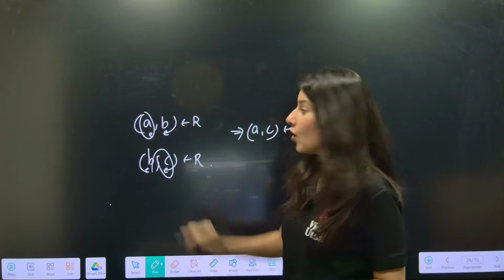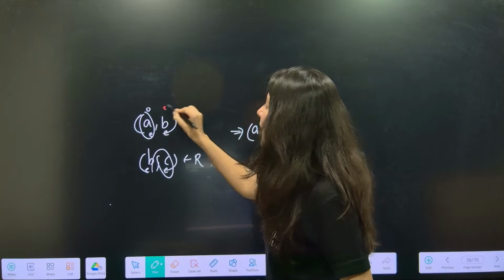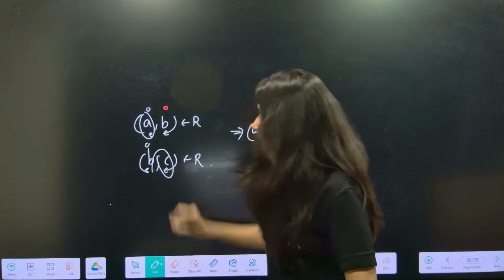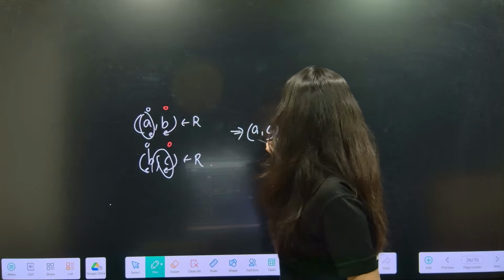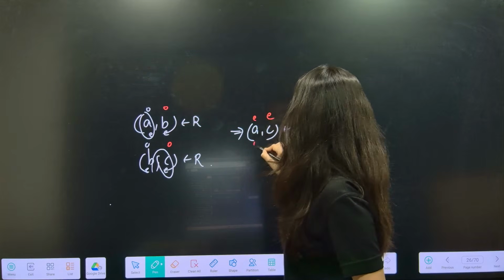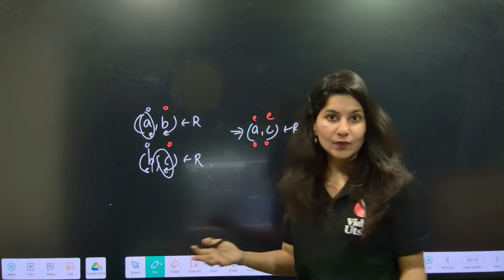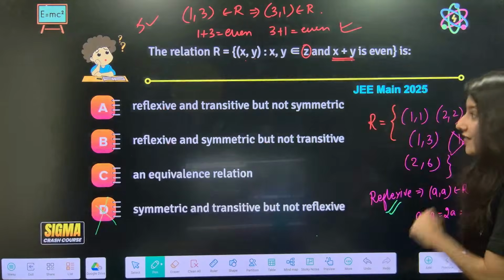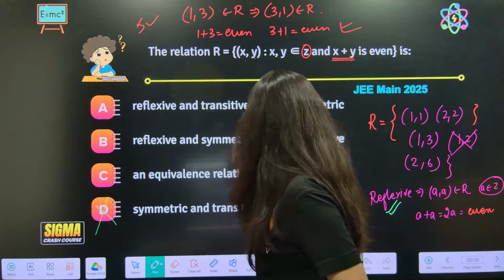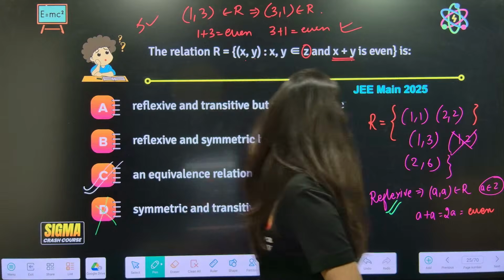Now if at all a is odd, so b also has to be odd. If b is odd, c also has to be odd. So a and c both are odd. So either both are even or both are odd. Then also odd plus odd is even. So that means it is transitive also automatically. So it is becoming an equivalence relation.